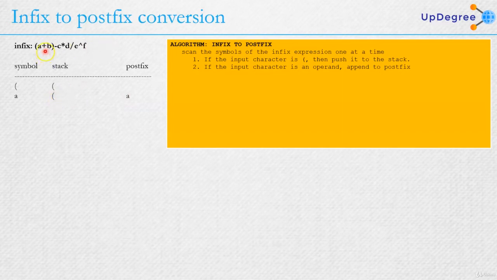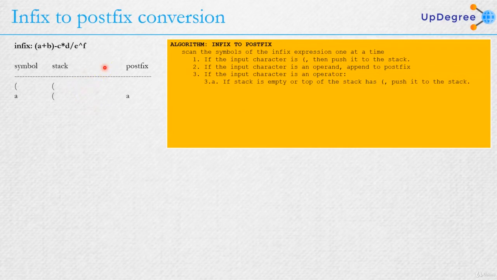The next symbol is plus, which is an operator. If it is an operator, then we have to see what is in the stack. If the stack is empty or the top of the stack has a left parenthesis, then we have to push the operator to the stack.